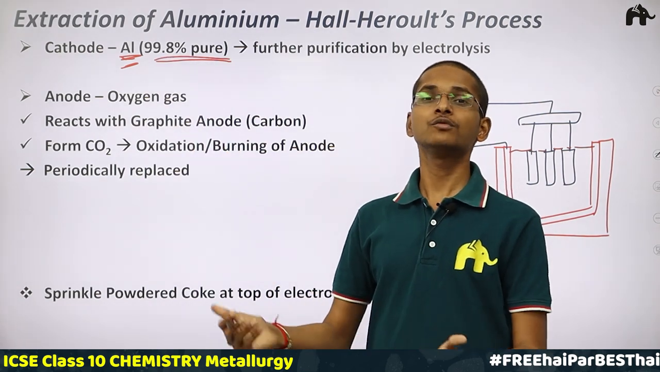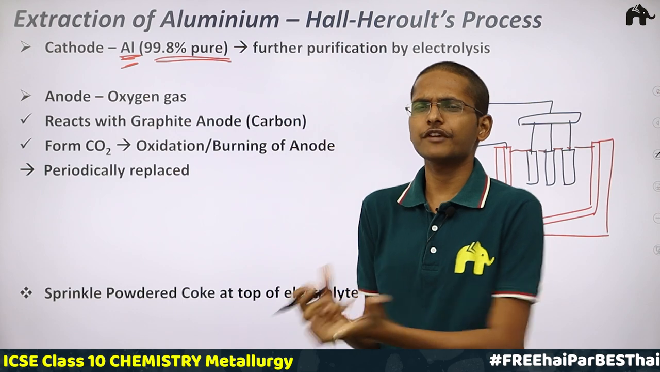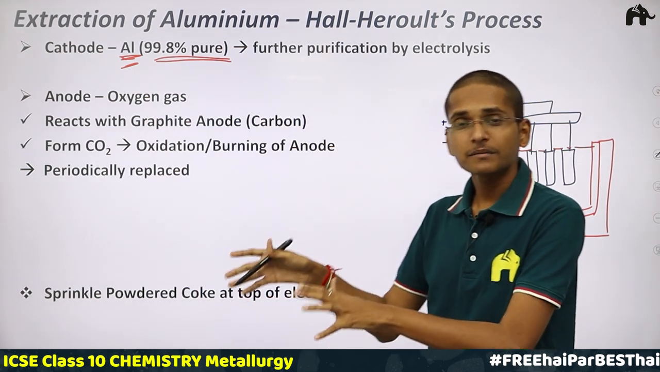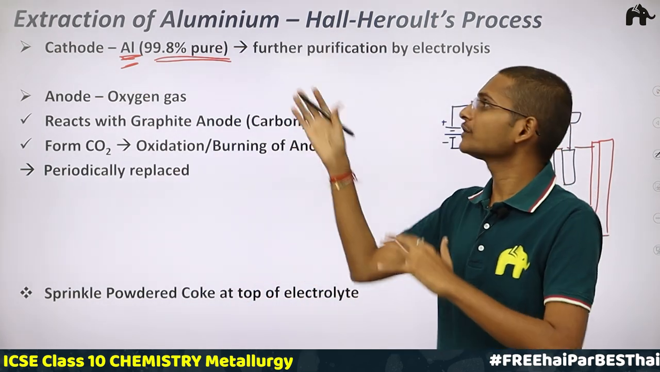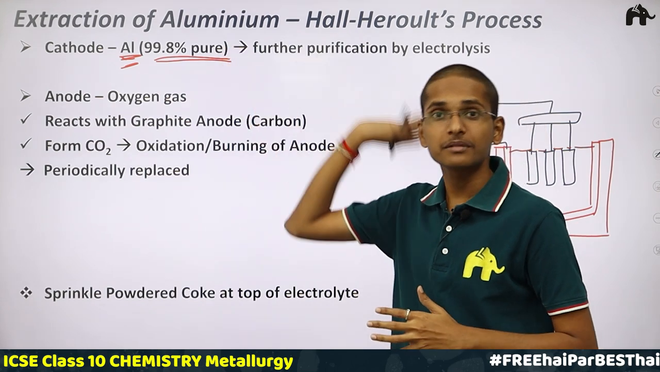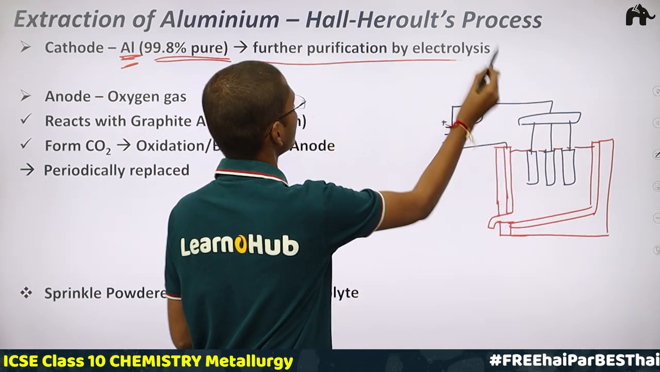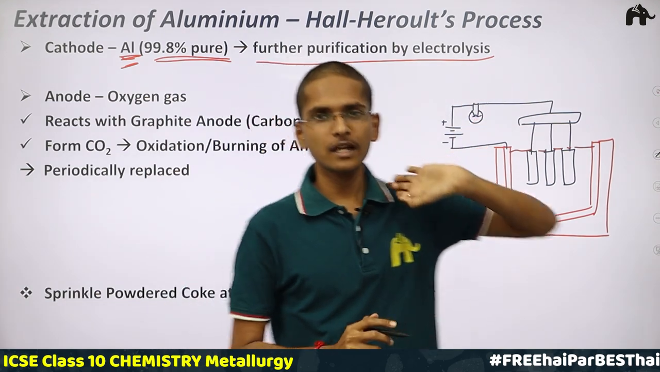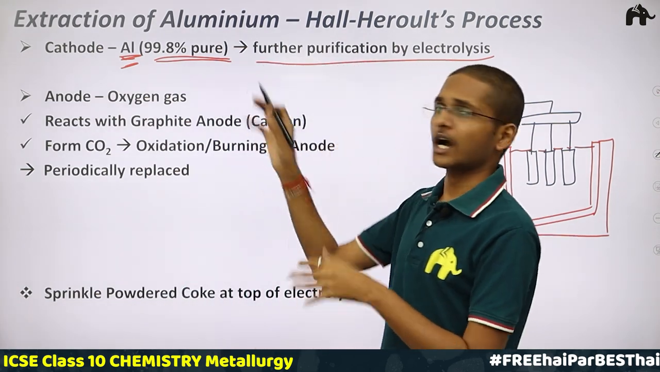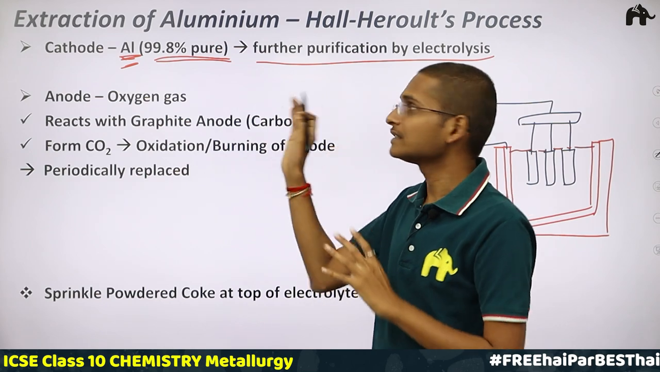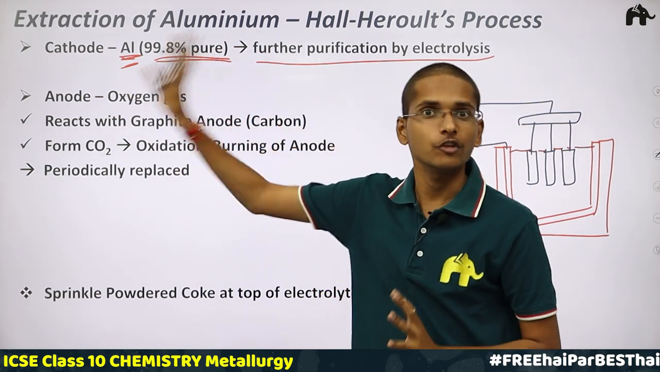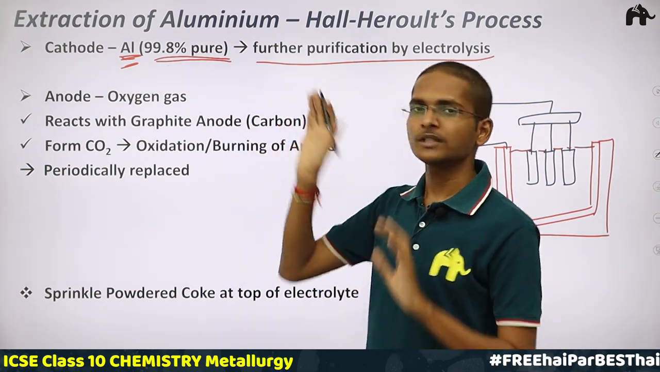But still, we are humans. We always want things to be perfect, right? So for that purpose, we try to purify it more than 99.8%. But for that, we need to carry out electrolysis again, and this part is not in our syllabus. So no need to worry about how we further purify this 99.8% pure aluminium. Fine, our story of aluminium ends here.